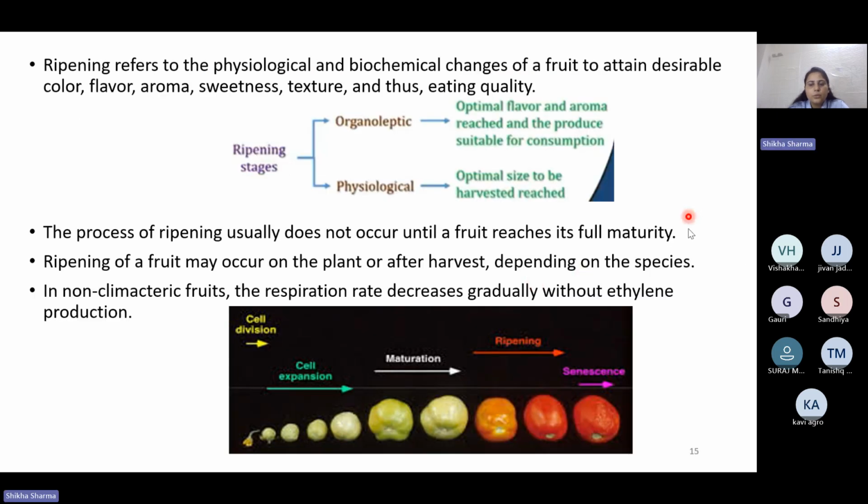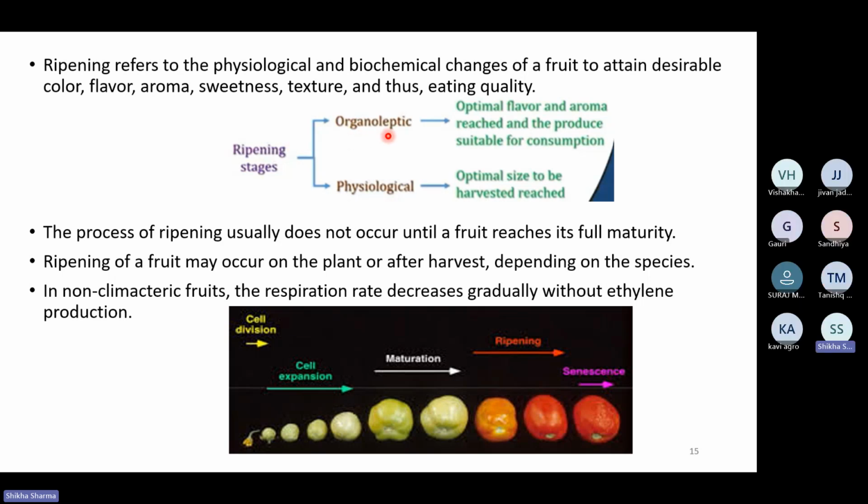So let's see. Basically, ripening is the process which refers to the physiological and biochemical changes of a fruit to attain desirable color, flavor, aroma, sweetness, texture, and thus overall eating quality. When we say ripening is achieved, the organoleptic properties like flavor, aroma, and eating quality should have reached the optimum level.